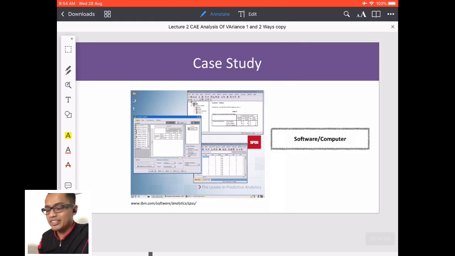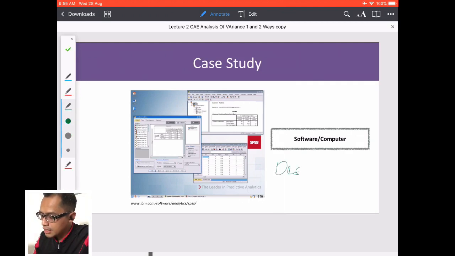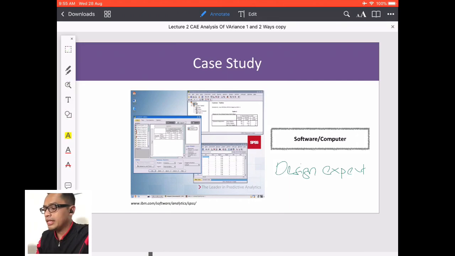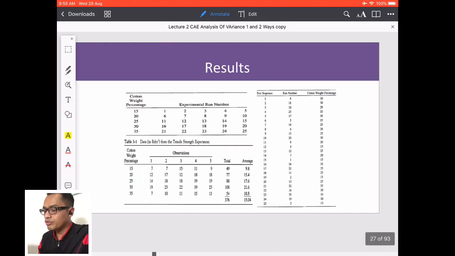Technically, without the hand calculation and calculator, you can use software. This software is called SPSS, which is used for daily statistical analysis. Another software that you can download for free for 1 month is called Design Expert. You just Google this and you can use it for 1 month, and then if you like to use it. And of course, in our case, we use hand calculation.